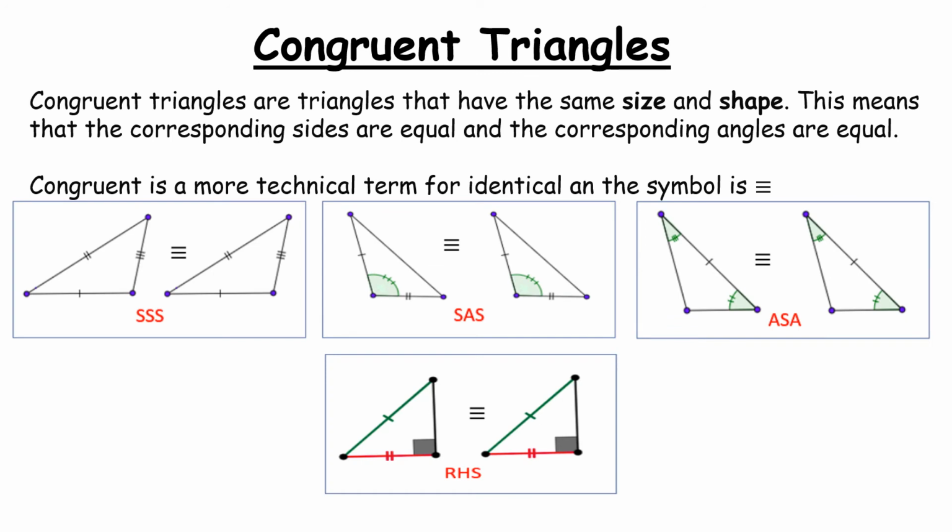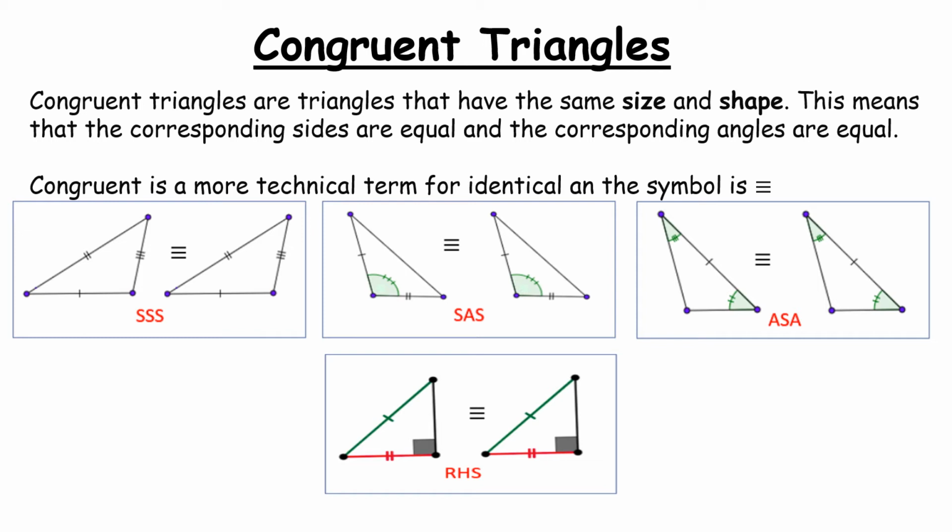So now let's talk about congruent triangles. Congruent triangles are triangles that have the same shape and the same size. The shape of a triangle is controlled by the size of its angles, so the triangles have the same size angles. Its size is then dictated by the length of each of its sides. So for congruent triangles, the corresponding sides are equal and the corresponding angles are equal.